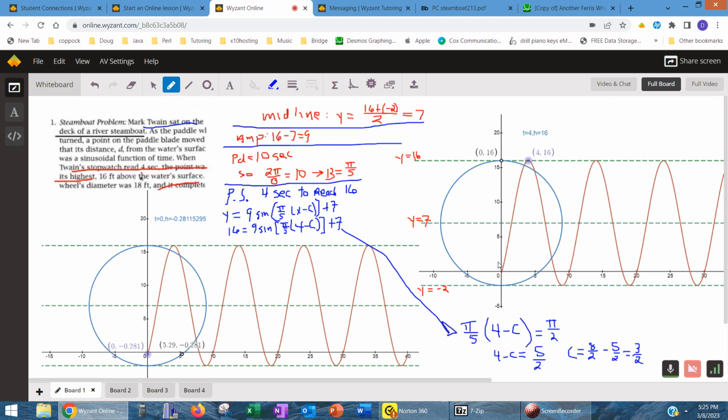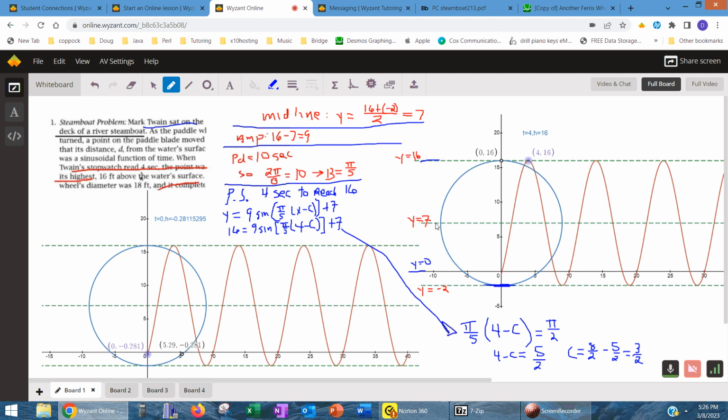So we're told that the diameter of this steamboat wheel is 18 feet, but it reaches a high point above the water of 16 feet. So we're going to let the water level equal y equals 0. So that means that the paddle or the wheel must go 2 feet below the water in order to have a diameter of 18 feet.